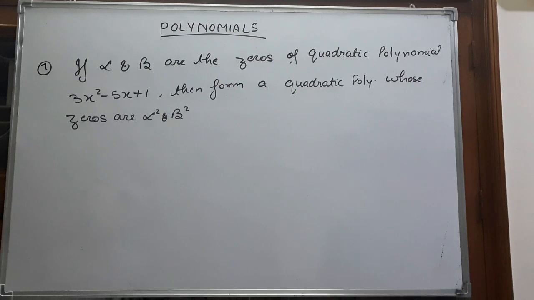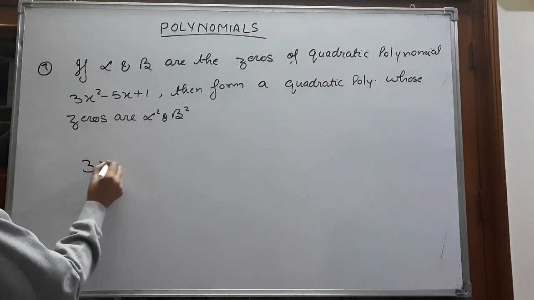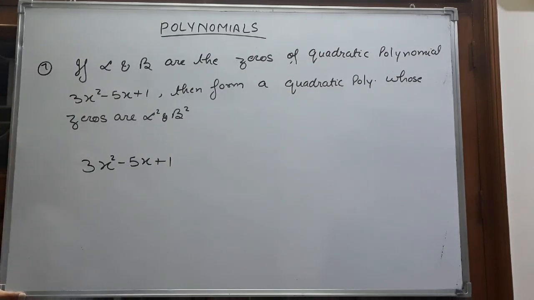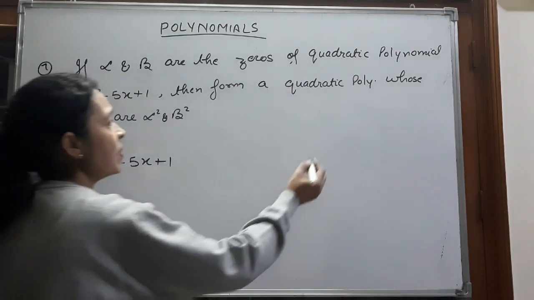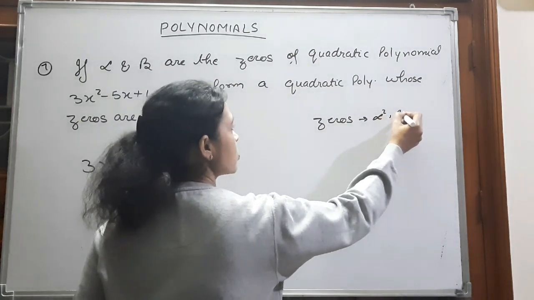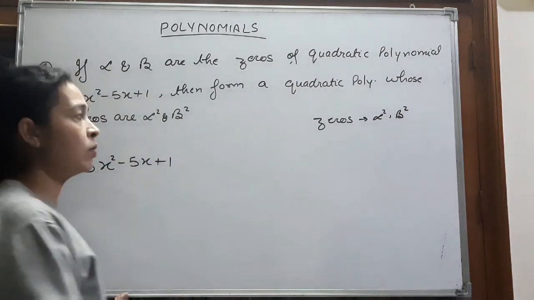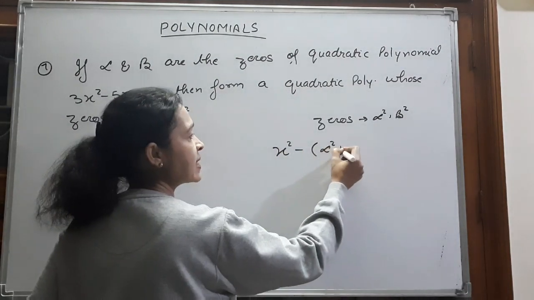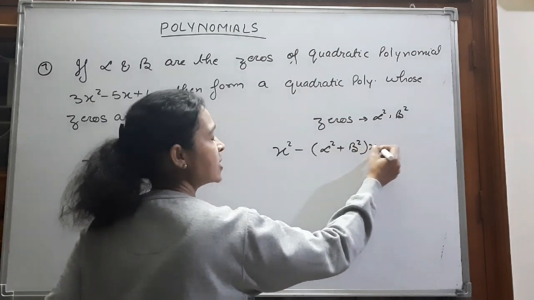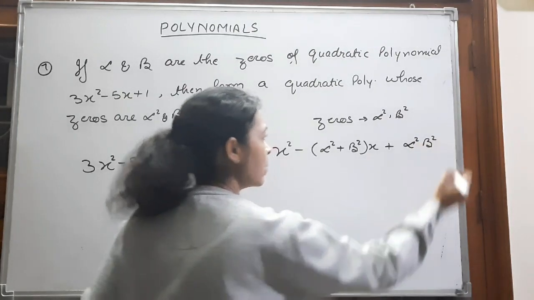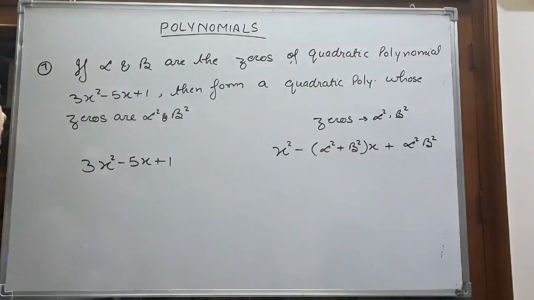If alpha and beta are the zeros of a quadratic polynomial, which is 3x square minus 5x plus 1, we have to form a quadratic polynomial whose zeros are alpha square and beta square. If our zeros are alpha square and beta square, what will be the quadratic polynomial? The quadratic polynomial will be x square minus the sum of zeros, that is alpha square plus beta square, into x plus the product of zeros, that is alpha square into beta square. This will be our polynomial.